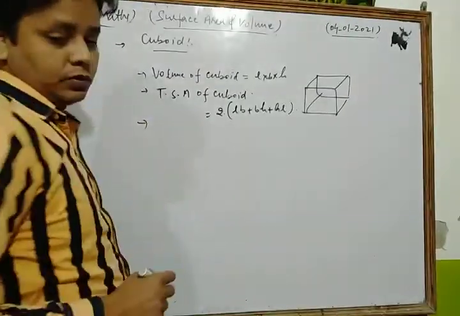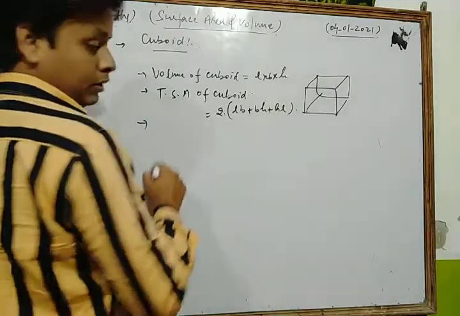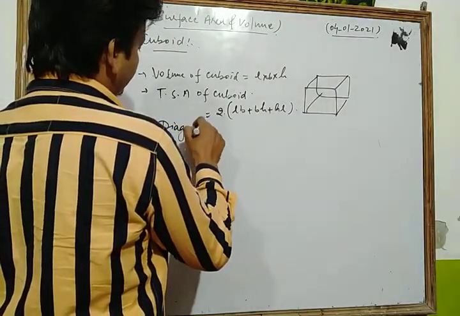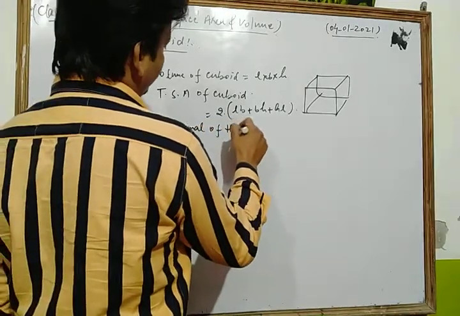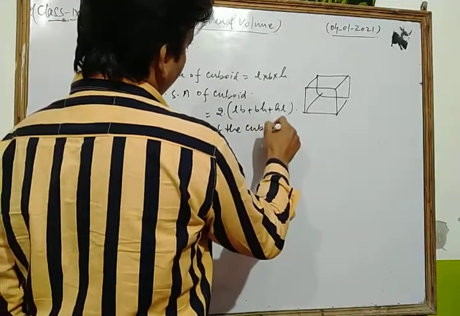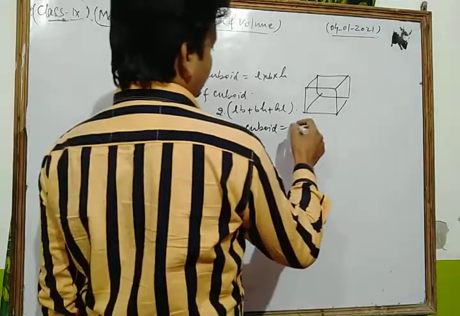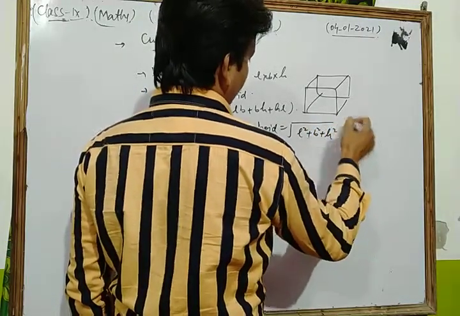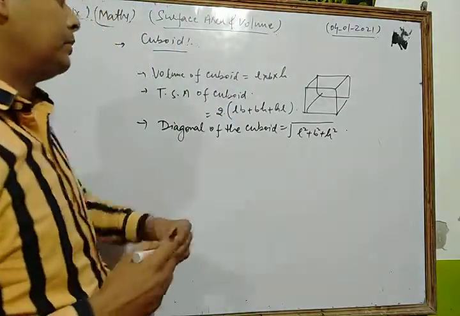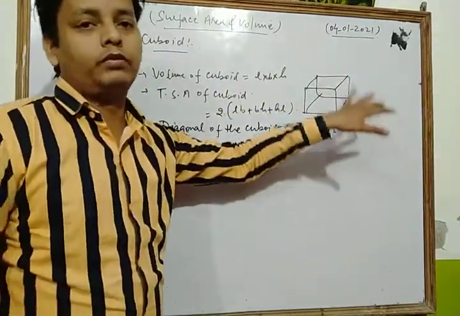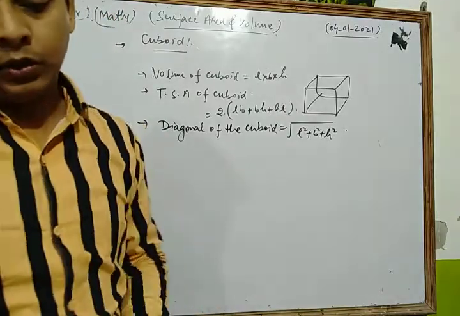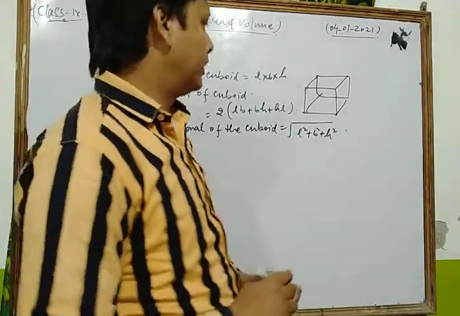And the last one is the diagonal of the cuboid. The diagonal of the cuboid is the square root of L square plus B square plus H square. So these are all the important formulas related to the cuboid.